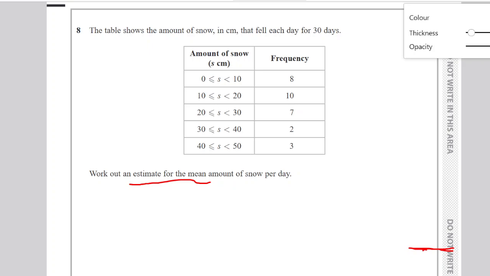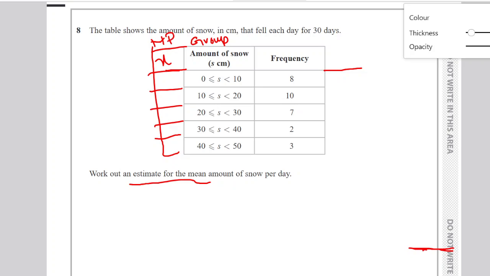So we know that the mean formula is the sum of all the values divided by the number of values, but this is grouped data. When we have grouped data, we're going to solve it with a different method. We're going to find the midpoint of all of these values. So how are we going to find the midpoint? Let's write down here x value and write down here midpoint.